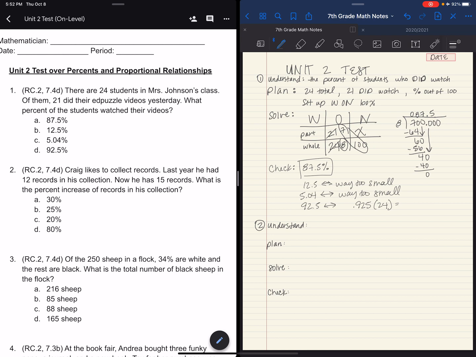Craig likes to collect records. Last year, he had 12 records in his collection. Now he has 15 records. What is the percent increase of records in his collection?